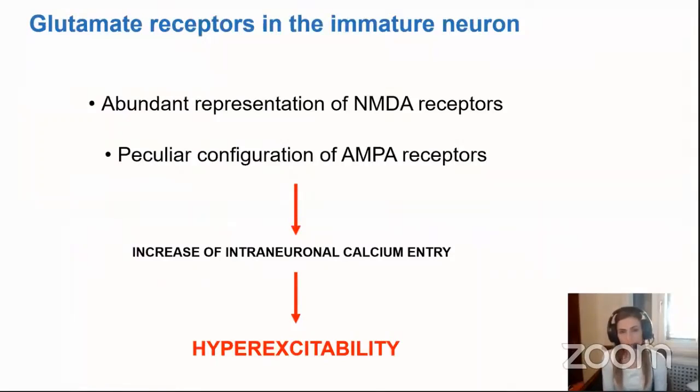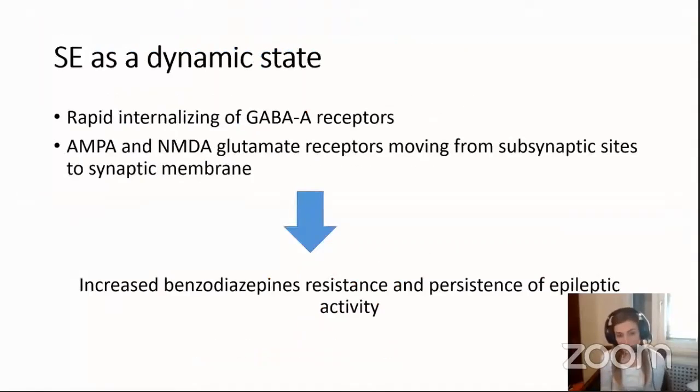On the other hand, glutamate receptors in the immature brain show a specific configuration and different representation, leading to an increase of intraneuronal calcium entry and hyperexcitability. Taken together, given all these molecular aspects, SE has been considered a dynamic state in which the changes observed during continuous epileptic activity include a rapid internalization of GABA receptors and a movement of AMPA and NMDA glutamate receptors from subsynaptic sites to the synaptic membrane. This leads to increased benzodiazepine resistance and persistence of epileptic activity.